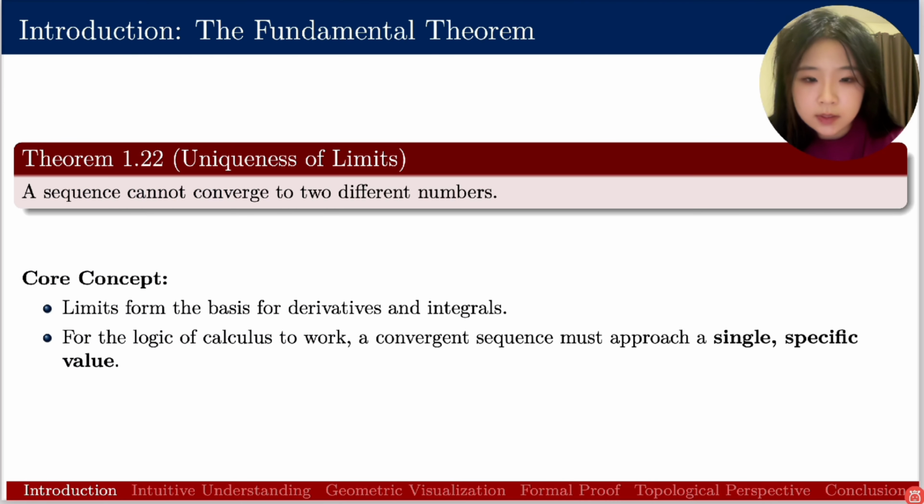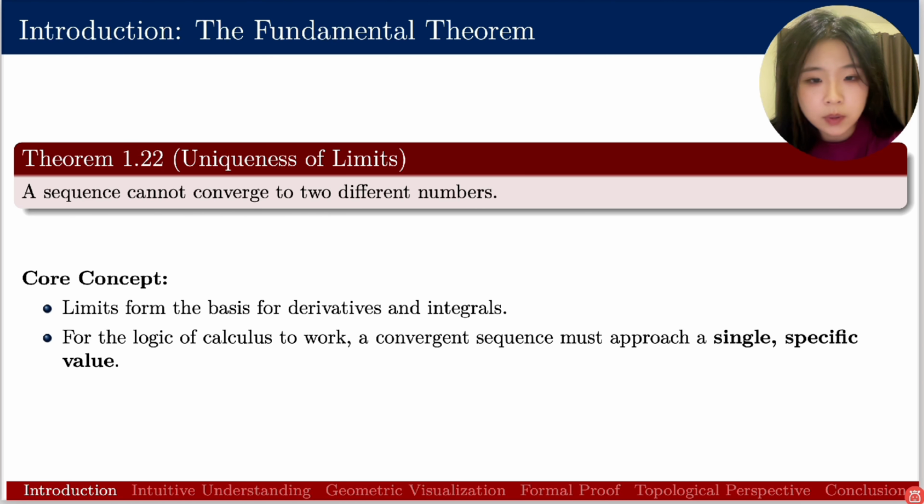Now let's start with the theorem itself. It states very simply, a sequence cannot converge to two different numbers. In other words, if a sequence is going to settle down, it has to settle down at one specific spot. We need this for the logic of calculus to stay consistent.